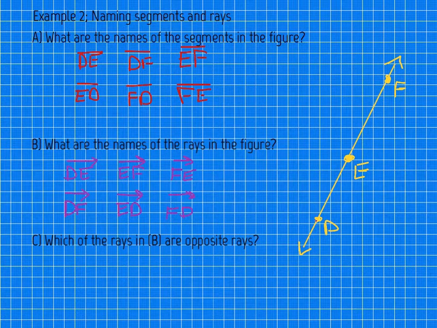And for part C, which of these rays in part B are opposite rays? So that means they create a line and the rays go the opposite directions. So that would be starting here at E and going that way, and then starting here at E and going that way. So that would be ray EF and ray ED are opposite rays. And that's what you can answer about that line right there.